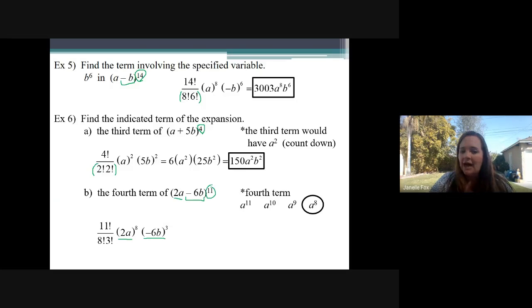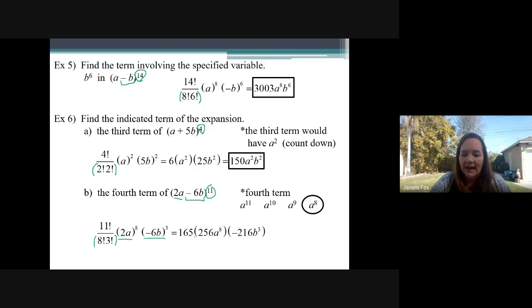This number is going to get kind of big, so good thing you have your calculator. I grabbed my calculator. First we put this in our calculator to do the coefficient, and then we raise some things to the powers. In my calculator, 11 factorial divided by 8 factorial, 3 factorial is 165. 2 to the 8th power is 256, a to the 8th. And negative 6 to the 3rd power is negative 216, b to the 3rd.